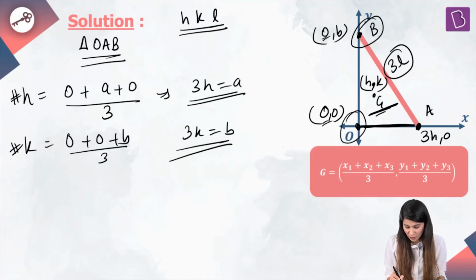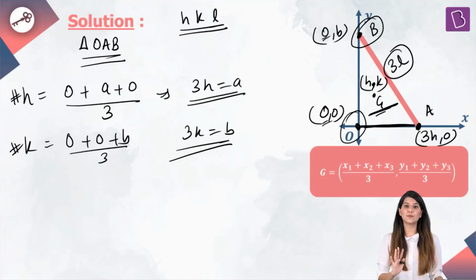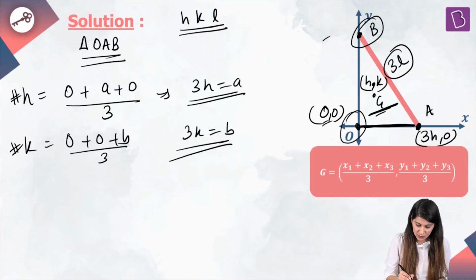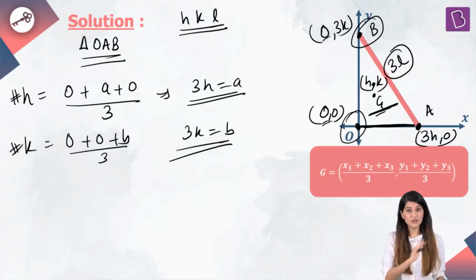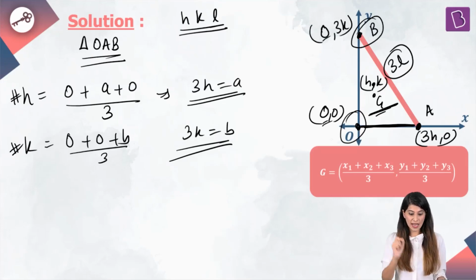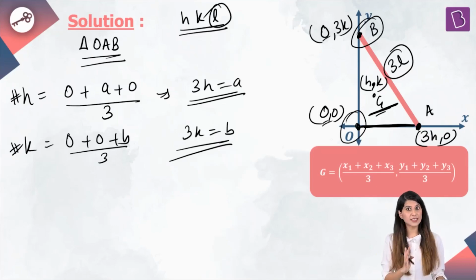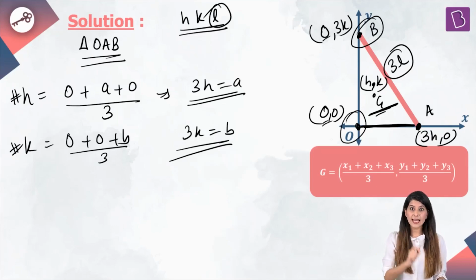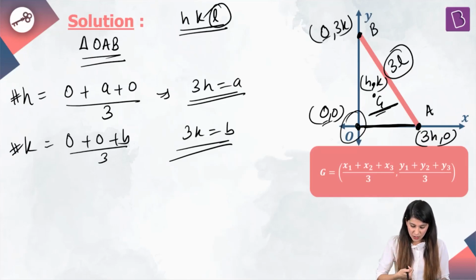So the coordinate of A will be 3H, 0, isn't it? And this will be 0, 3K. Extremely important step. Now I don't have A and B in my picture. I just have H, K and L. And I can use this L because it is already given in the question and in the options as well. L is there in the options. So how to establish a relation between H, K and L? That we need to look at.